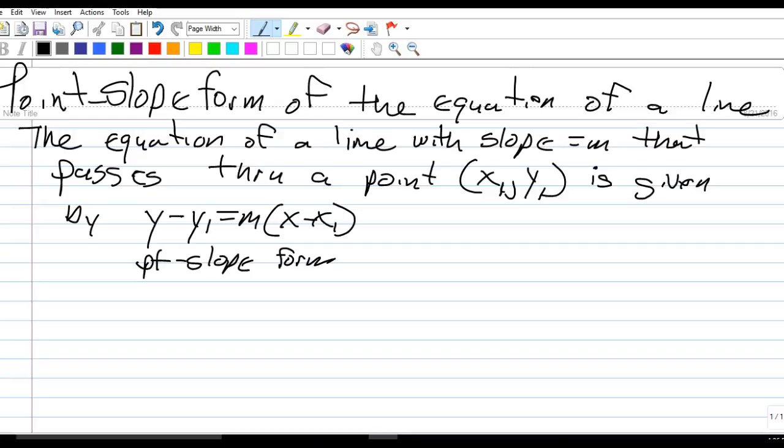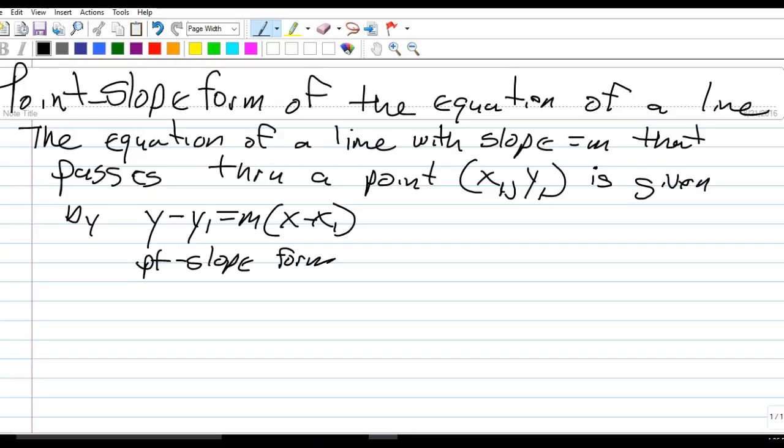given by the formula y minus y sub 1 is equal to m, which is the slope, times the quantity x minus x sub 1. And again, (x sub 1, y sub 1) is a point on the line, and m is the slope of the line. So let's find the equation of a line given a point through which it passes and the slope of the line.